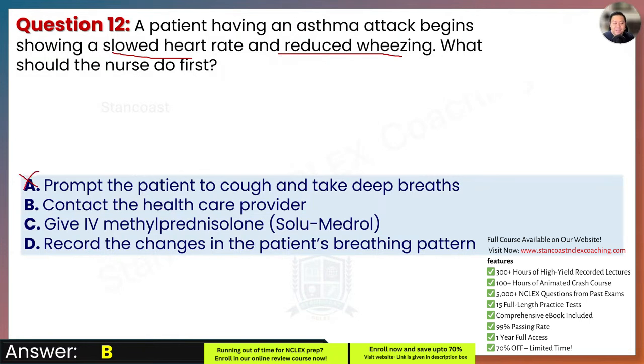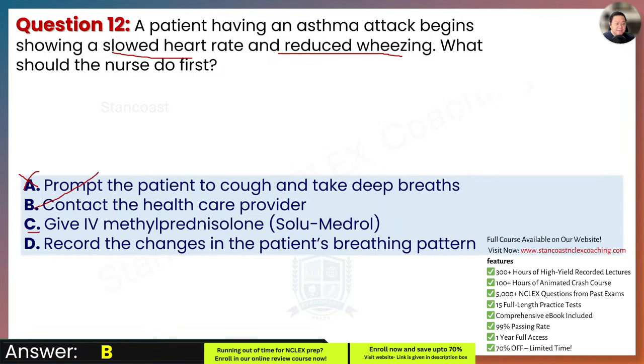Discard that one. Now, what about letter B? Contact the healthcare provider. Well, you have to alert the healthcare provider this time. We have to escalate the care because this client will need intubation and mechanical ventilation. So this will be very critical to prevent further deterioration, and this will also ensure that the response can be as swift as possible. Ideally, we are actually saving the patient's life. And so that's correct, right?